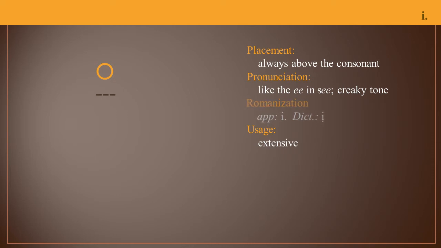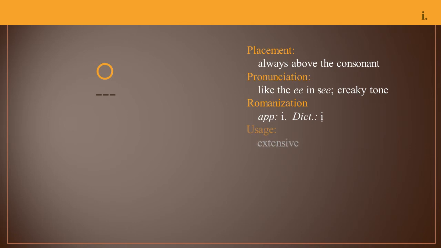Its romanized form will appear in the language app with the letter I followed by a period. In the dictionary, very similar to that, in this case it's an I with the dot or period placed directly underneath the letter. And that's the method that those two apps are going to use when dealing with a creaky tone in the Burmese language. They will use a period, much like this example.